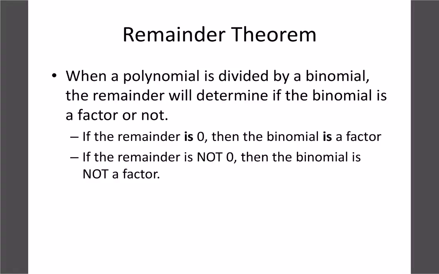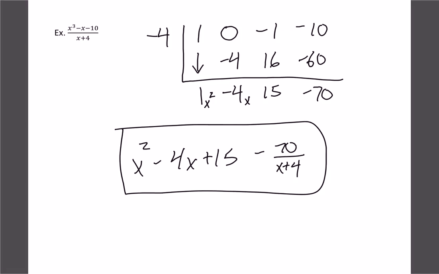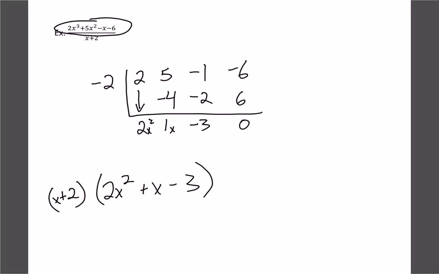Okay, so that brings us to the remainder theorem, and this is what's going to lead us into actually completing these things by factoring. So when we divide a polynomial by a binomial, the remainder is going to help us determine whether it's actually a factor or not. If we get 0 for remainder, then that means that was an actual factor. If the remainder is not 0, then we didn't get a factor. So if we go back and look at these previous examples, this x plus 4 gave us a remainder of negative 70, so it's not a factor. But if we look at the previous one, we did get a remainder of 0, so that means this x plus 2 is indeed an actual factor.